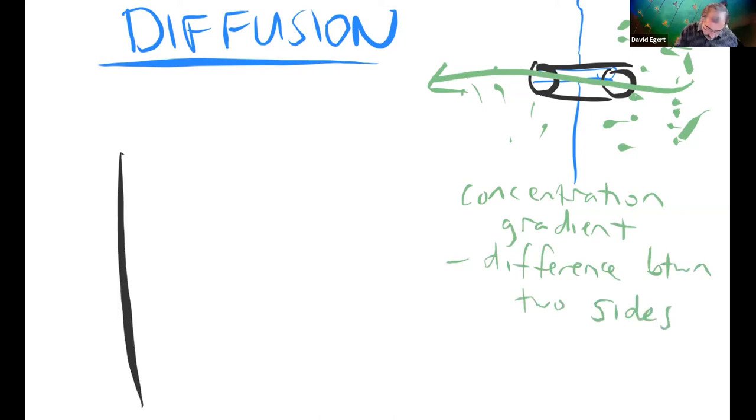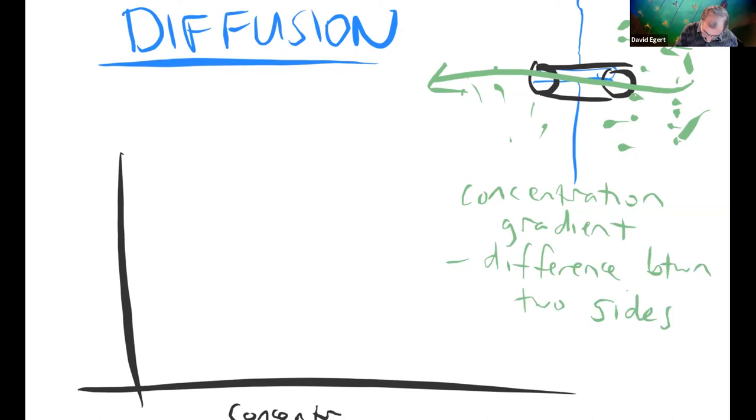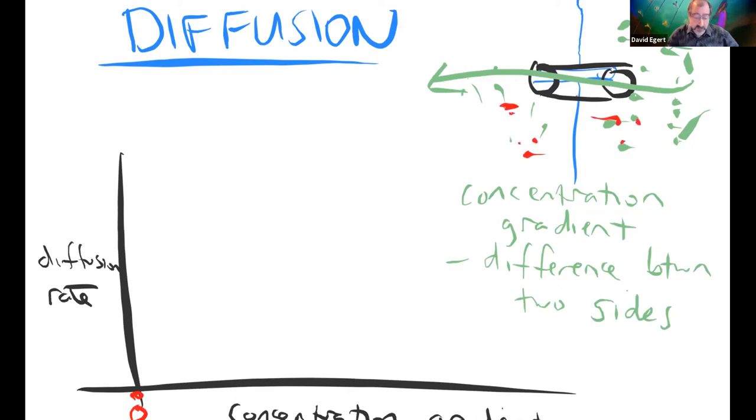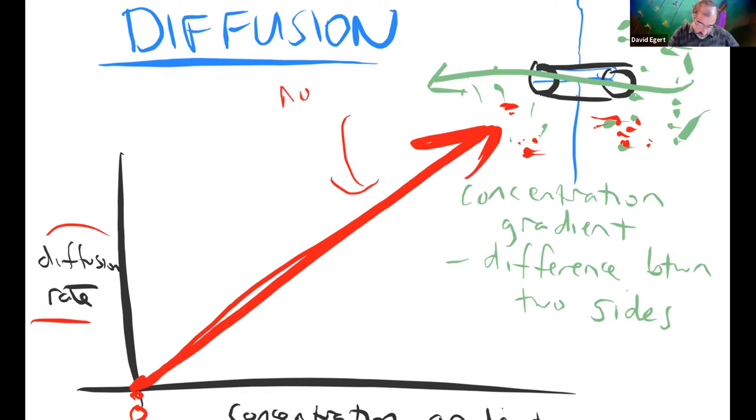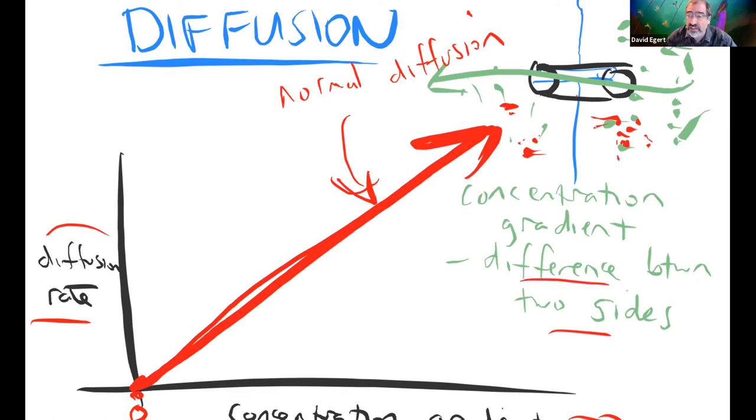And in general, if you look at the rate of diffusion, if there's no gradient at all, if both sides are completely the same, then there's no diffusion, nothing moves. But in general, the larger the gradient, the more the difference is between the two sides, the faster things move across from one side to the other due to diffusion. So this is normal diffusion. The higher the concentration gradient, meaning the larger the difference between the two sides, the faster things move.